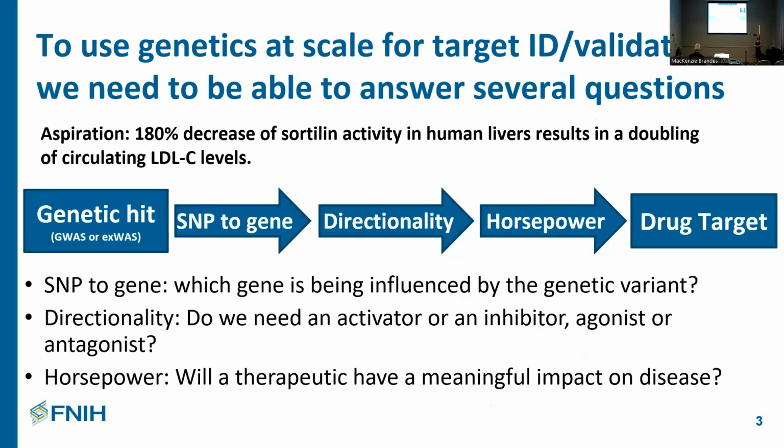To be able to use human genetics to come to a statement like that, there are a lot of different questions that we need to answer. From a genetics perspective, some of the questions we frequently ask ourselves: the question of SNP-to-gene or effector transcript, do we know which gene is being influenced by our genetic variant? We are also interested in directionality. Do we need an activator or an inhibitor, an agonist or an antagonist? And of course, this question comes up a lot: what is the horsepower? If I did come up with a therapeutic for this gene against a disease, would it have a meaningful impact?